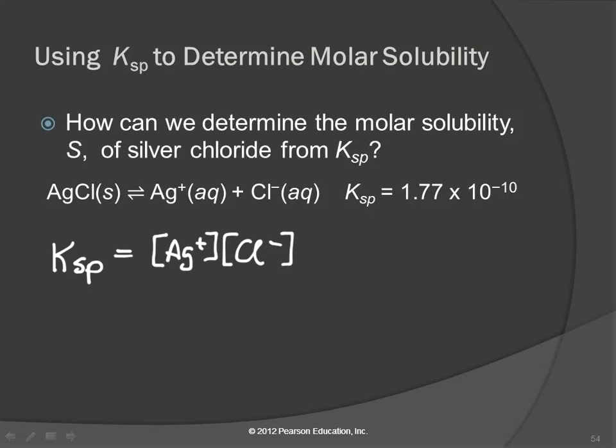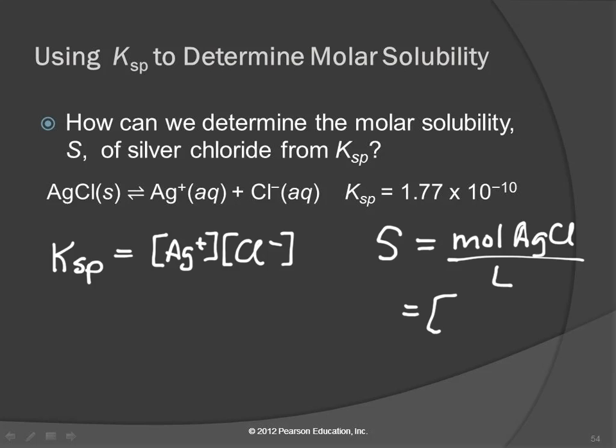And we're just going to say S equals the moles of silver chloride that dissolve per liter. And that happens to equal the concentration of the silver ion, which equals the concentration of the chloride ion. Because if 1 mole of this dissolves, I get 1 mole of that and 1 mole of this. This is like a pair of shoes. The silver ion is the left shoe and the chloride ion is the right shoe.